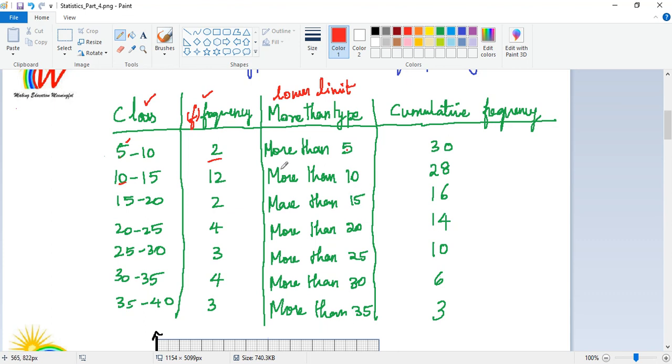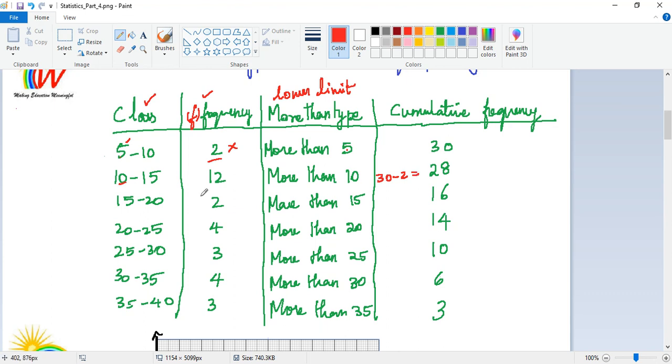So for more than 5, all of them will come under this category, so 30. Then if I say more than 10, the 2 of this will go off, because this is only till 10. So this 2 will not be included. Everything except the 2 will be included, so from 30 you subtract 2, which is 28.